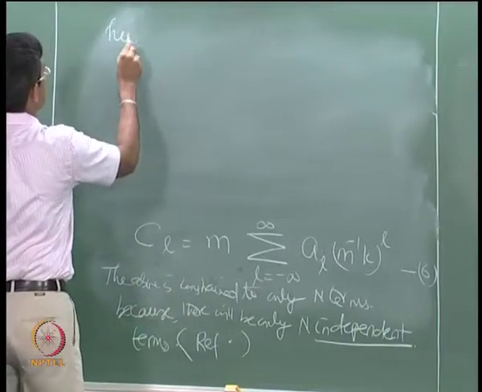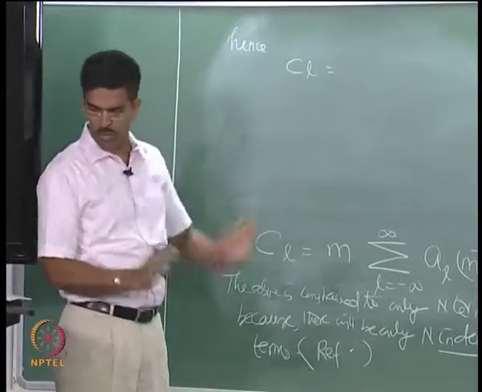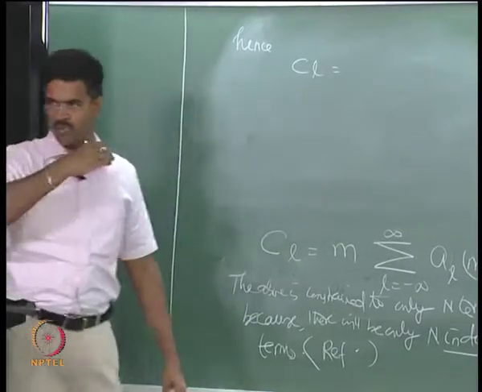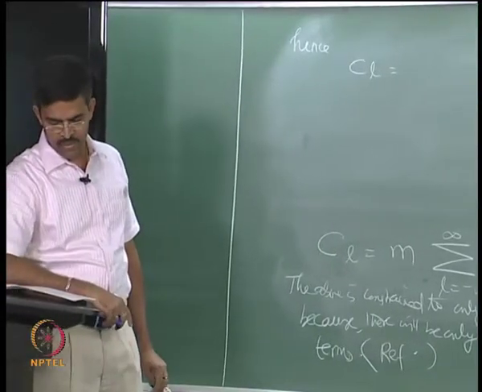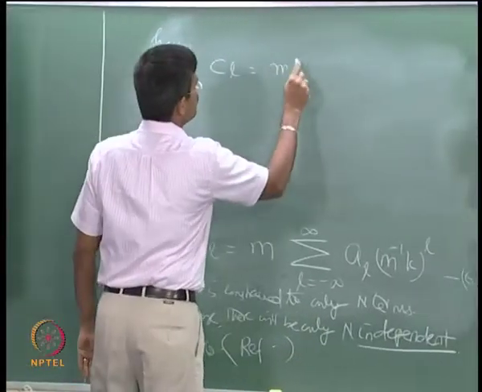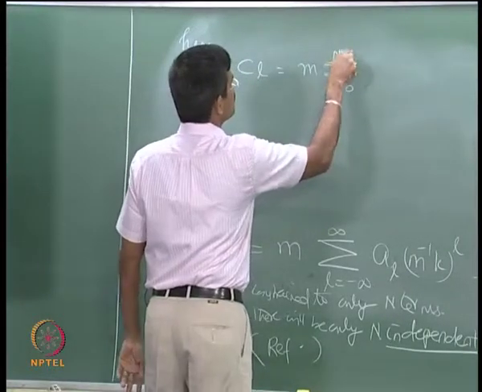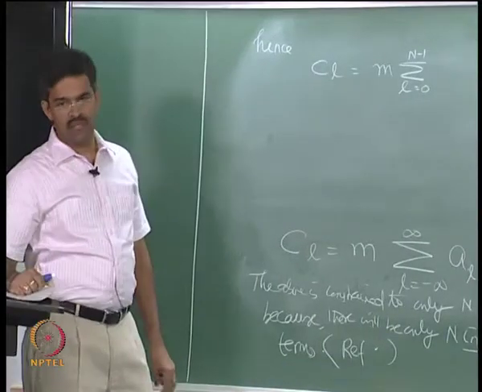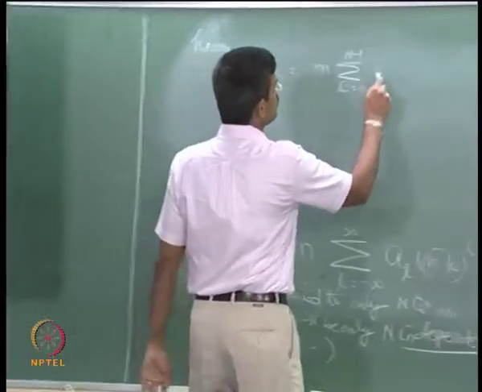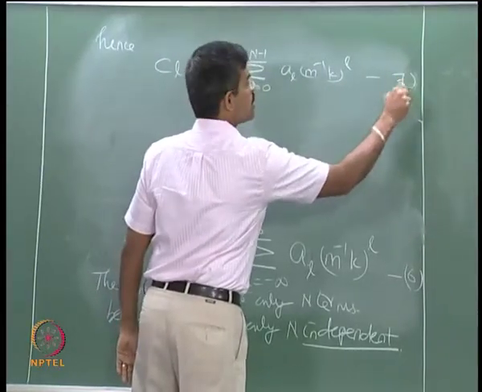Hence, CL now can become, I am using this left hand side board, it is easy for me to refer the literature. Is there any difficulty for anybody from the other side to see? You are able to see here now? So, let us say m, summation L equals 0 to n minus 1. If there are n terms, there will be n minus 1 summation. Okay? AL of m inverse k to the power L, call this as equation number 7.